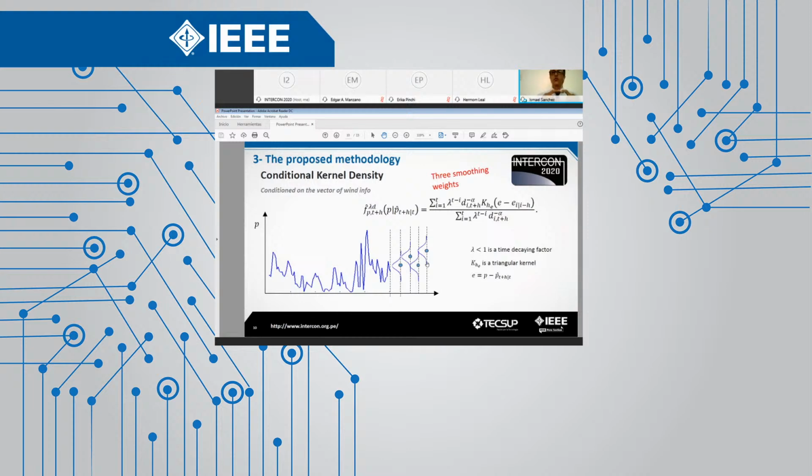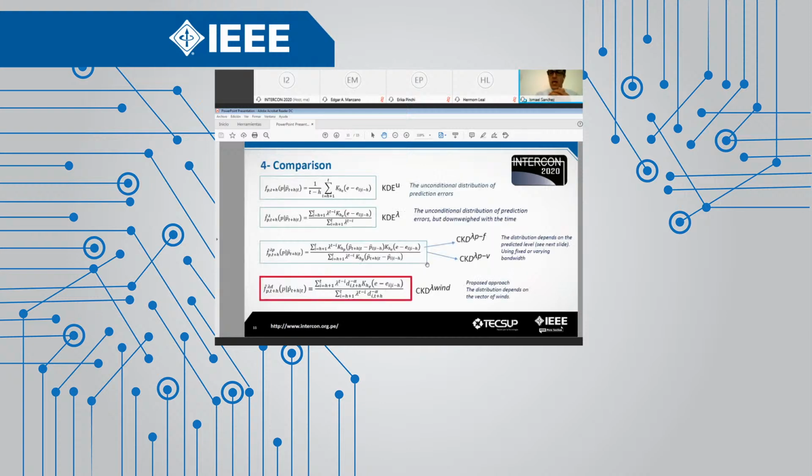Information that is closer to my new vector of wind prediction also has more weight. I'm going to compare this approach with some other approaches, all based on non-parametric estimation but with different levels of information, to see the benefit of using the coordinates, the wind speed prediction at those selected coordinates.